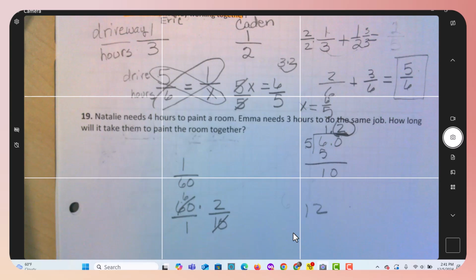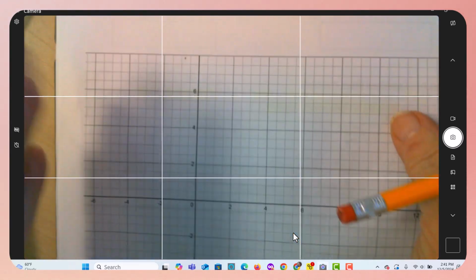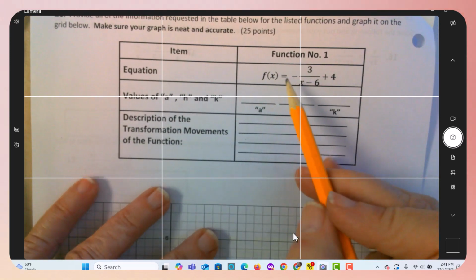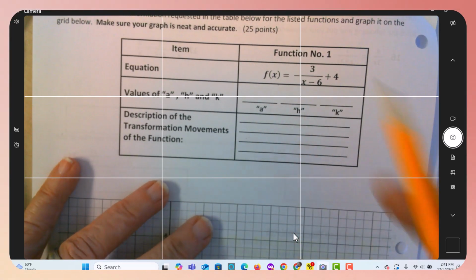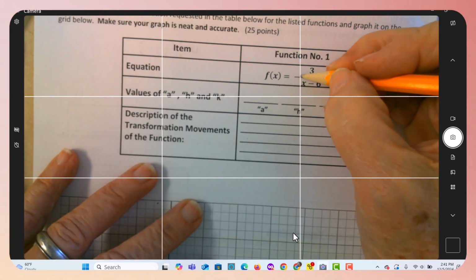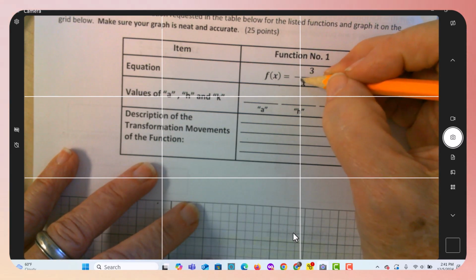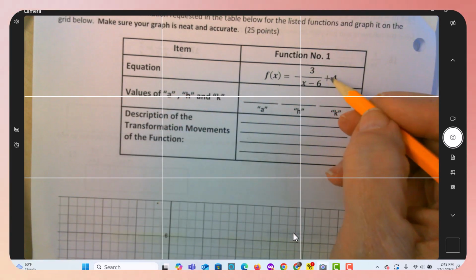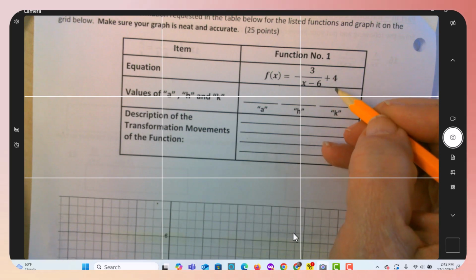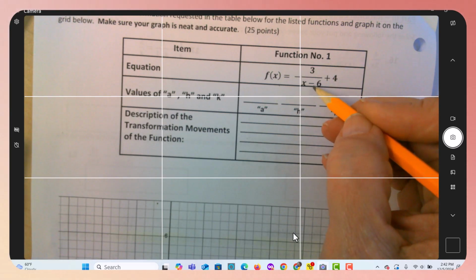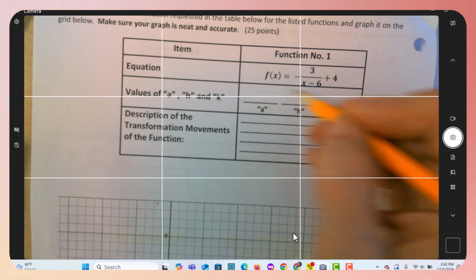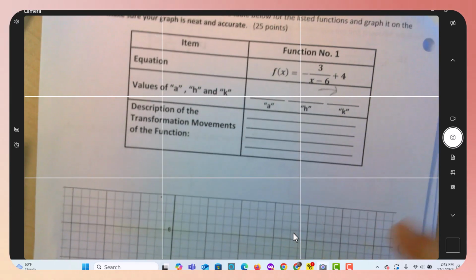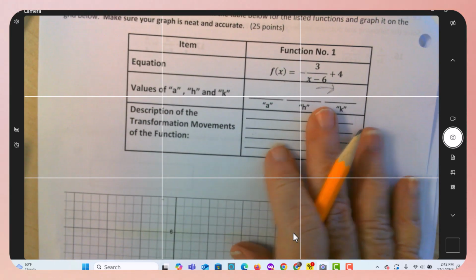All right, question number 19. Now we're going back to our transformations. So we have an equation, we have a function, and you can see that we are multiplying by a negative. Now we don't see that 1, but that's a -1. So this is going to flip across the x-axis. Adding that 4 is going to move it vertically up 4, and then subtracting the 6 here is going to move it horizontally to the right 6. It's going to be the opposite of what it appears, okay? All right, so that's what's going to happen.